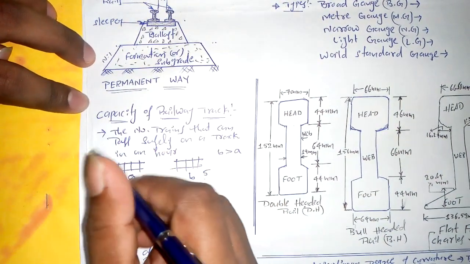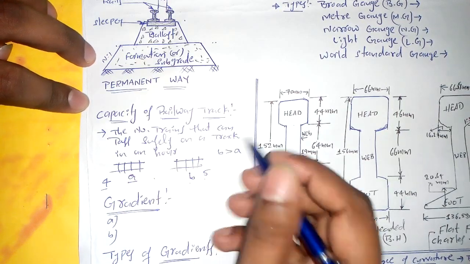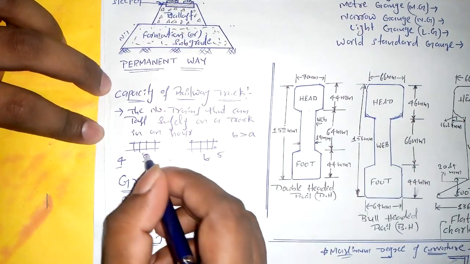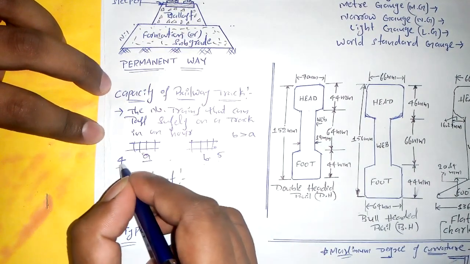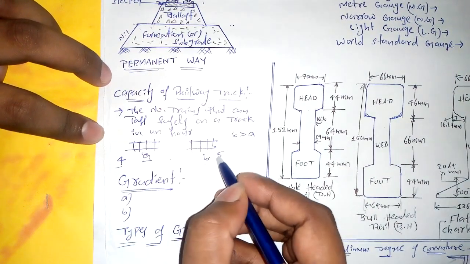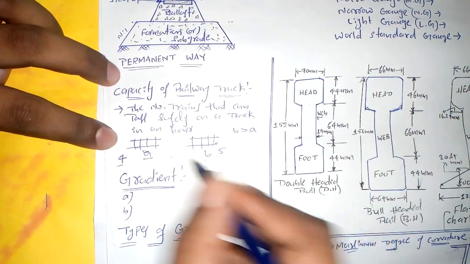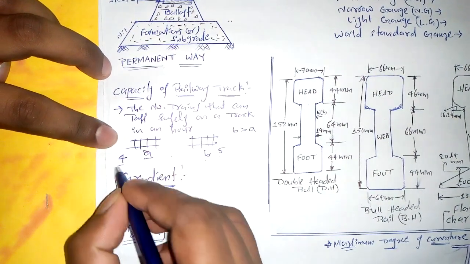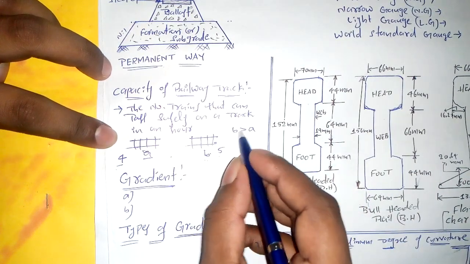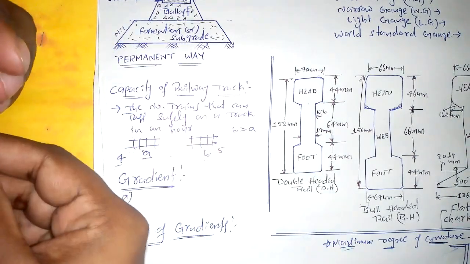The capacity of railway track means the number of trains that can pass safely on a track in an hour. Say for example, there are two tracks A and B. On track A, 4 trains passed safely in an hour, and on track B, 5 trains passed in an hour. So the capacity of railway track A is 4 and the capacity of railway track B is 5. So the capacity of railway track B is greater than the capacity of railway track A.